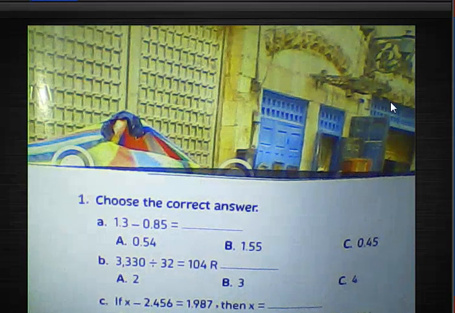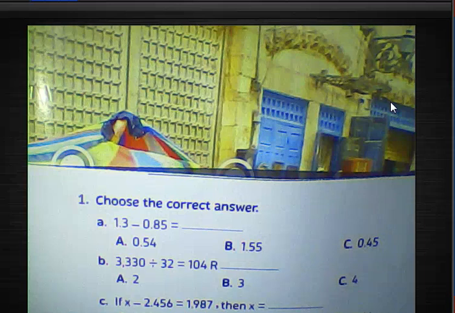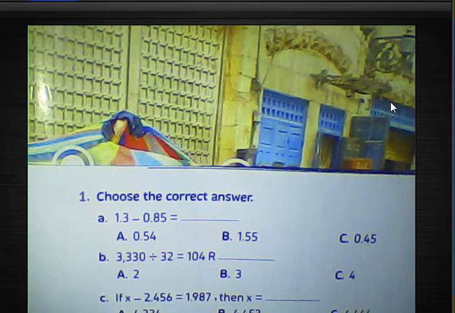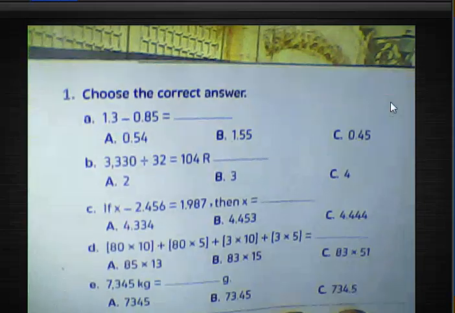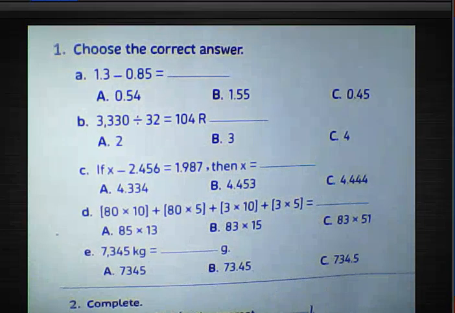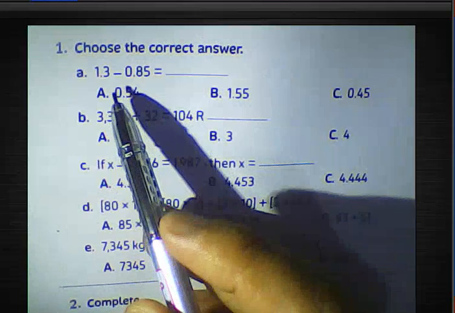Today we will complete our questions about addition, subtraction, division, equations, and a lot of questions from the book. Okay, look with me at question number 1. Choose the correct answer: 13 or 1.3.